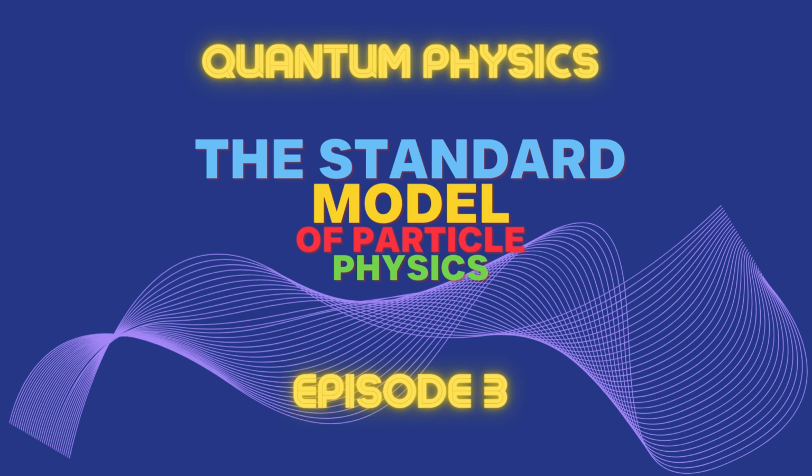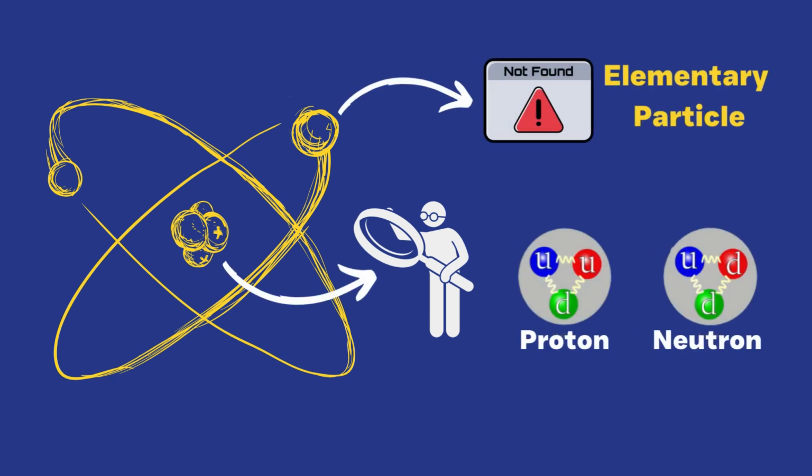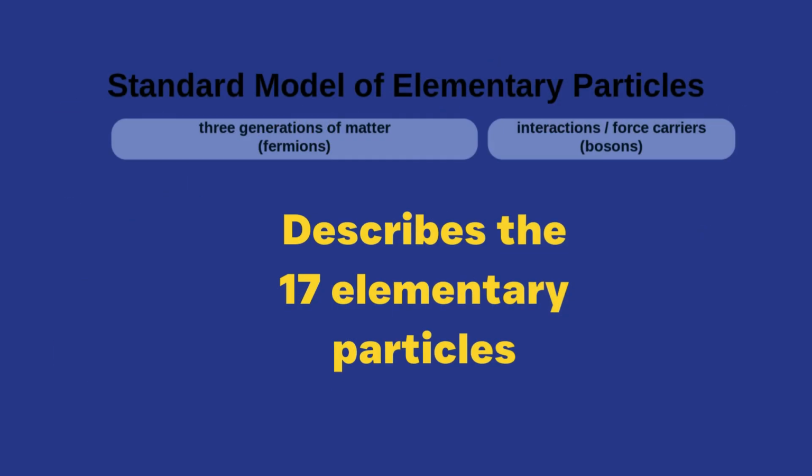In an atom, you know there are the electrons and the nucleus. The latter is formed by protons and neutrons. The thing is that, while electrons cannot be divided into something smaller, neutrons and protons can, which is why they are not elementary particles. The standard model of particle physics describes the elementary particles. There are 17 in total, so let's go bit by bit.